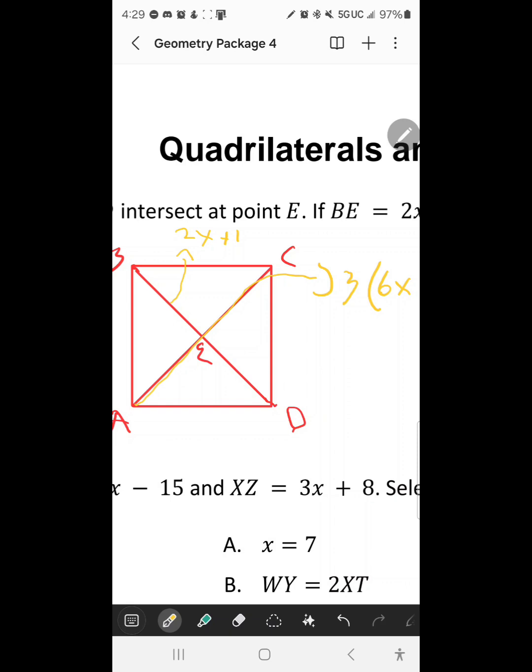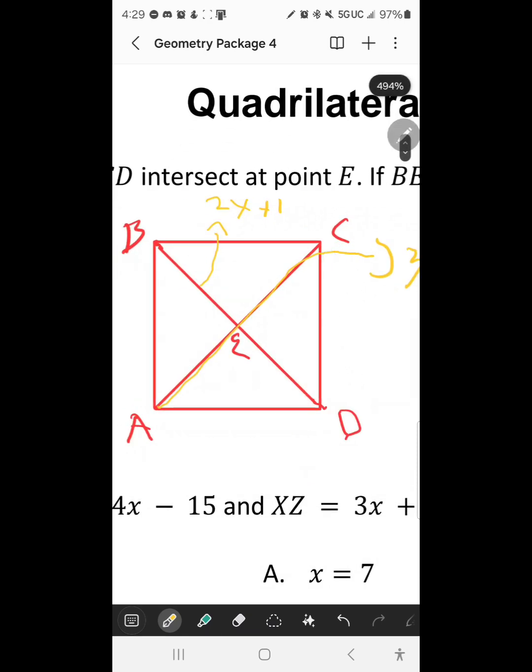Something important to remember is the properties of a square. Now, since we are not talking about angles, we don't need to worry about those properties, but we do need to worry about the side ones. The easy ones: all the sides are equal to each other.